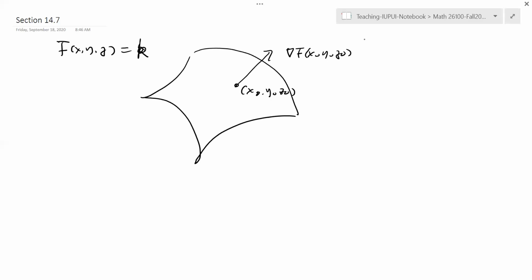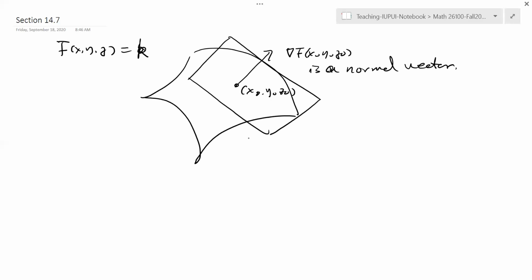So you know how to define this, right? Gradient of this. So this is a normal vector, so it's perpendicular to the tangent plane.